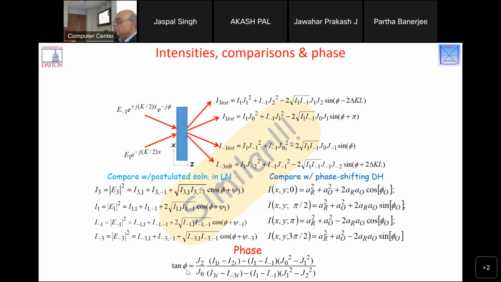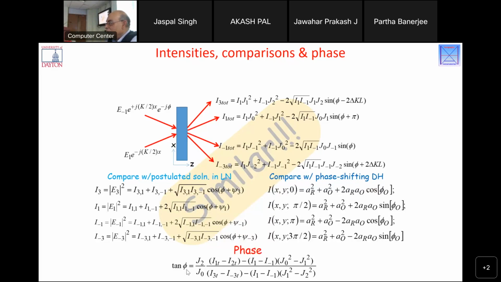So these are topics of research, actually. This is still not complete. There is still work going on with some of my students on this. Why? Because here, guess what? I have assumed that inside this material, the grating written has the same modulation depth, which is not true.